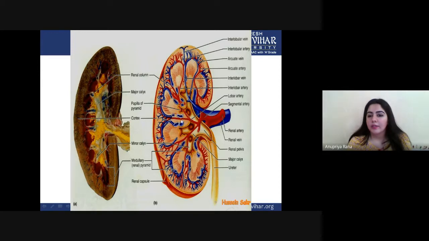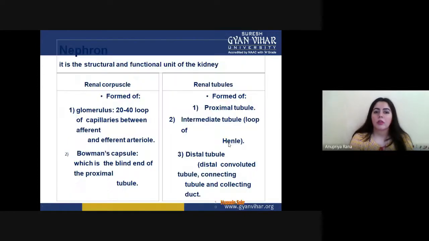Lobar artery, you can see this; segmental artery, this; renal artery here, renal vein here. This is important, where the whole process will take place in a final duct. At that position, the renal artery and renal veins will be present.